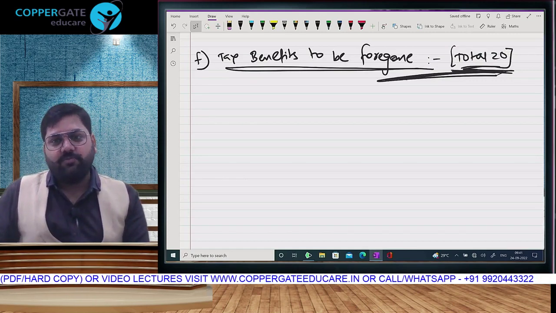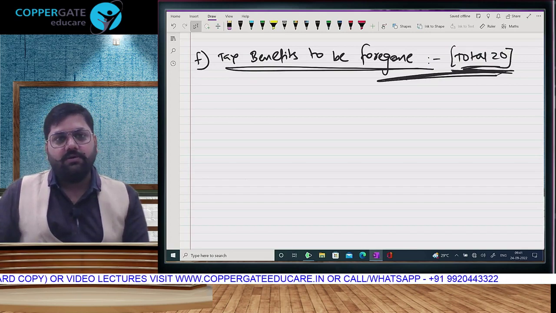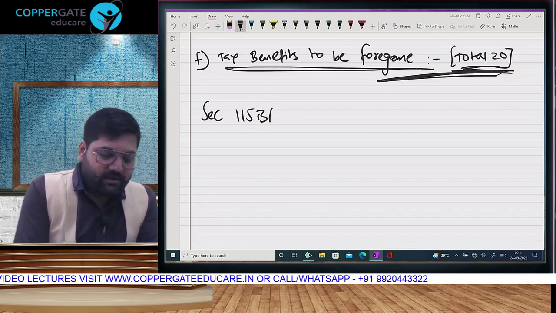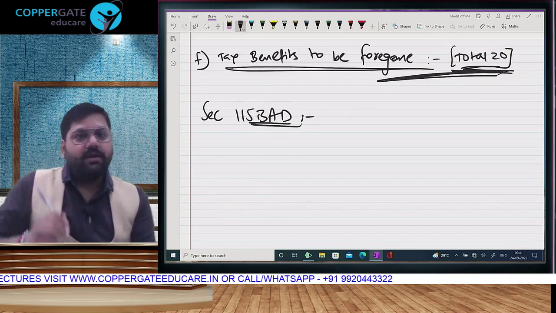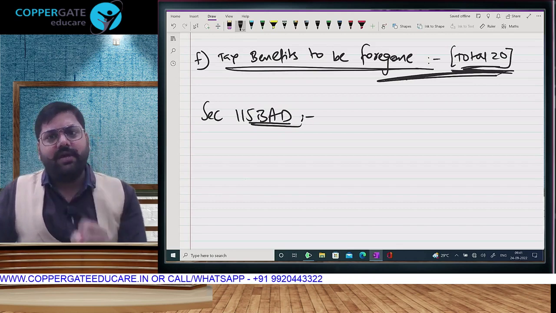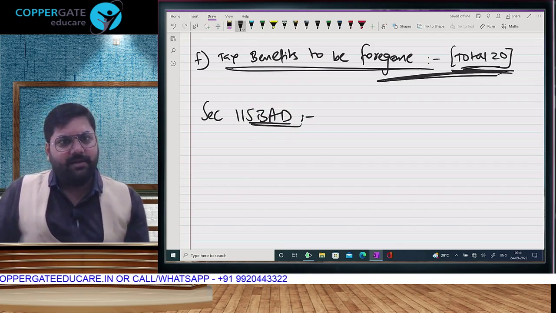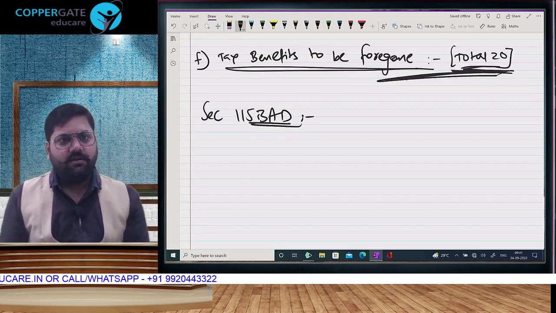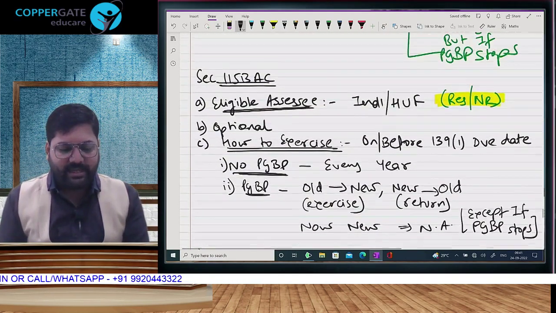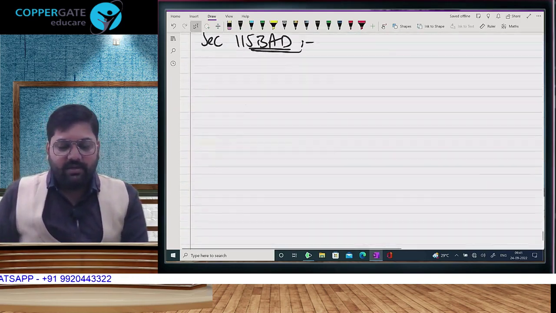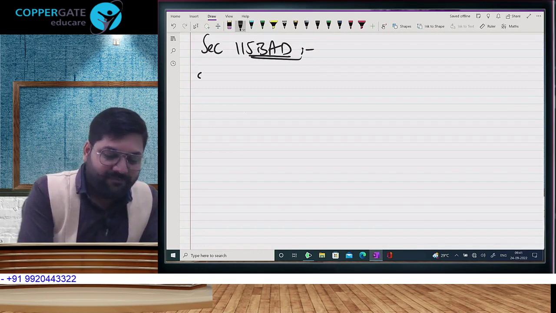20 tax benefits to be foregone. Bro, understood? And this will take us to the last thing of the chapter, 115 BAD. Also a new taxation regime. And I told you that we are learning only BAC, BAD in this chapter. BAA, BAB, we will learn in MAT. So there were some common points, so we studied that. Correct? BAD will be taught, ऐसा ही points बना के. Eligible assessee, optional, how to exercise. Let's see if by now you remember or you have forgotten. Eligible assessee.